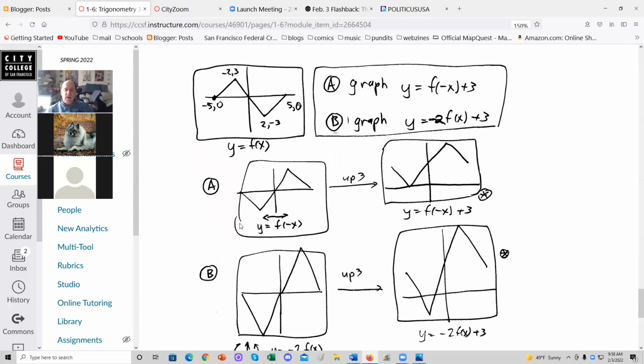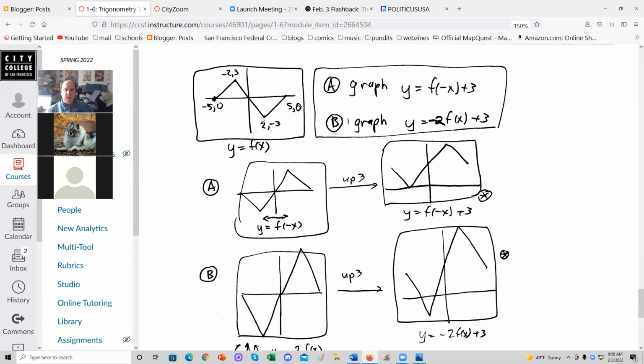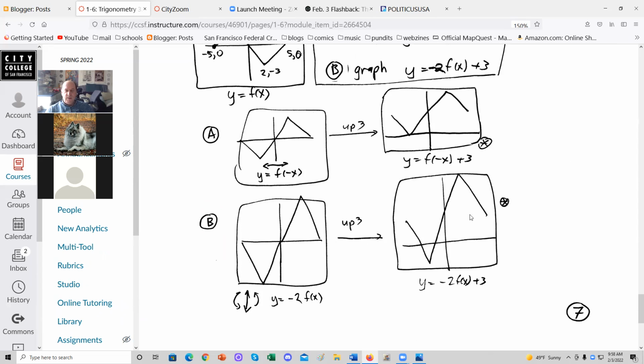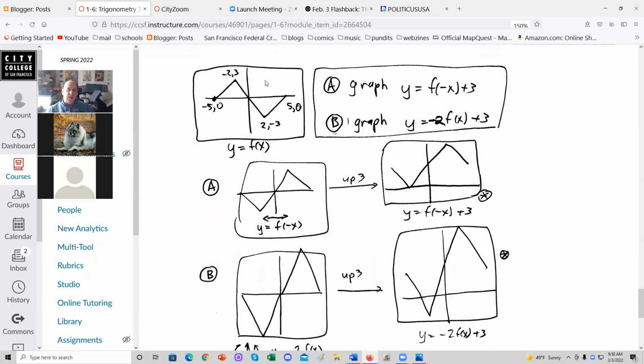For b, we take this and flip it upside down and stretch it twice as tall. So here's a graph of -2 f of x, and plus 3 adds 3 units. Okay, it's worth noting that this is evidently an odd function, so f of negative x equals negative f of x. So flipping it left for right is the same as flipping it up for down.